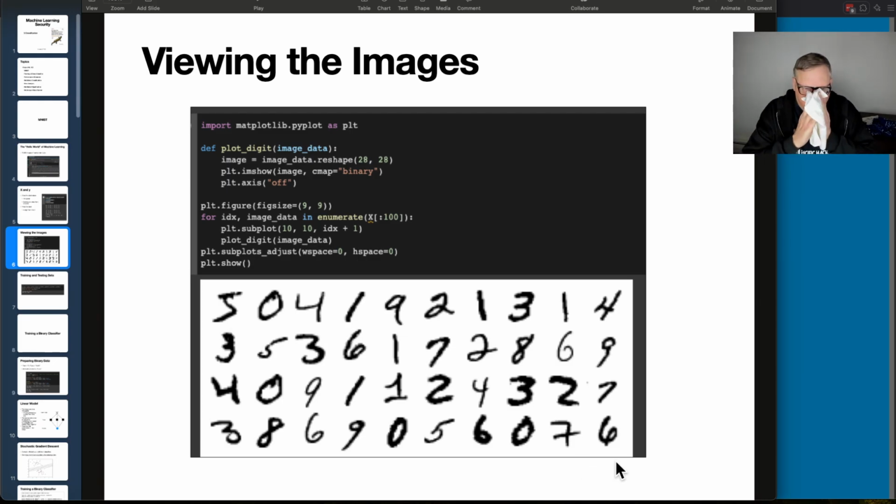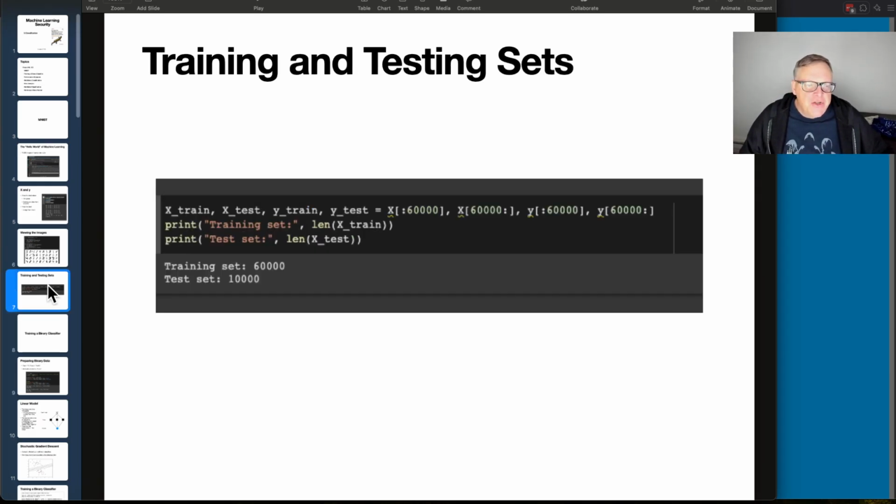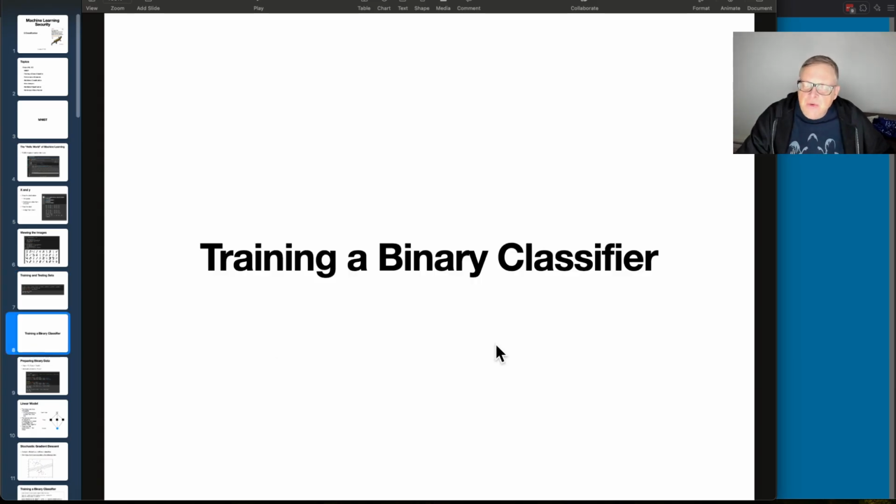So the point is, this is a 5, and that's a 5, and this is a 5, and yet they're not very much identical, and so we're going to try to have a machine learning model learn to recognize these digits. So you break your data into training and test sets. You take the first 60,000 for training and the remaining 10,000 for the test set, and then you're going to train a classifier.